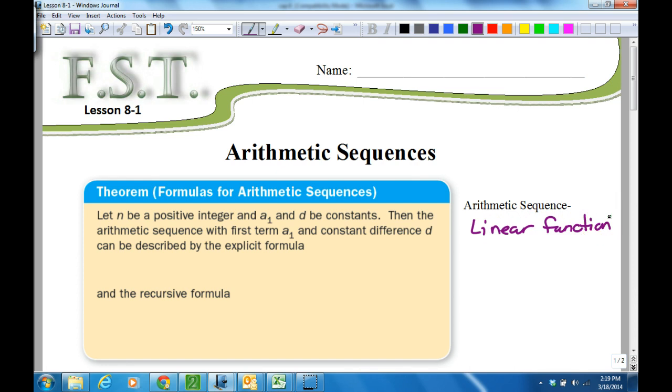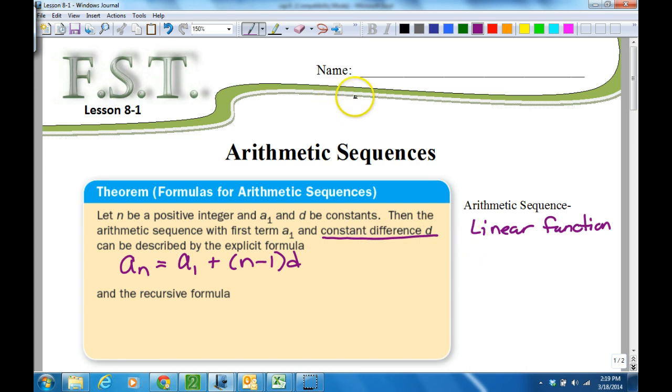So, you can write this out by this explicit formula. And we're going to use A's instead of X's and Y's, A's and N's. So this is kind of weird. So ready? A sub n equals A sub 1 plus n minus 1 times d. D is the constant difference.